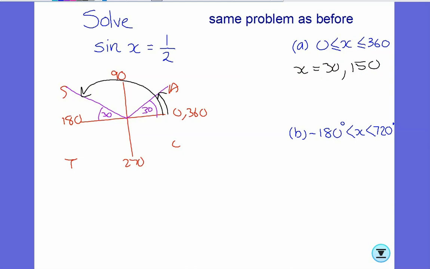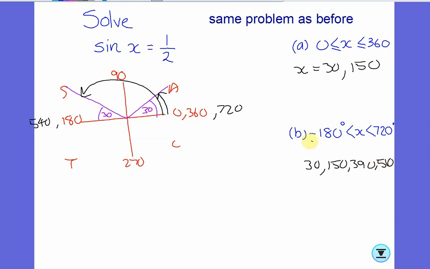Now, to answer the other one, well, we've got those two. So I'm going to put 30, put 150. But now we're actually going from 360 up to this point. So that's 390. We just keep going round. So this is 720 here, and this one is 540. Right, so we've got 360, 390, 450. Ah, we've got another one here. Okay, so this is 30 less than 540, so we have 510.